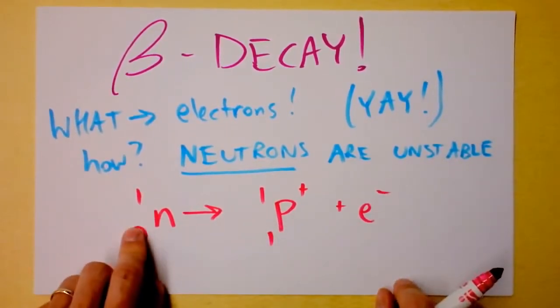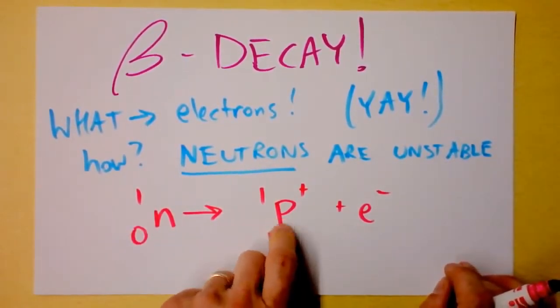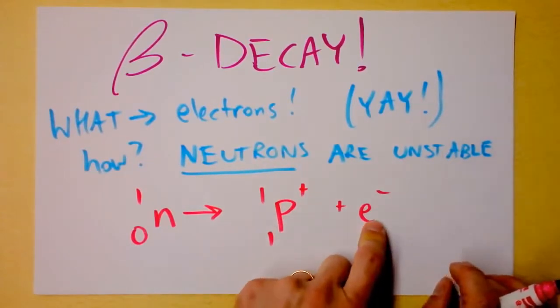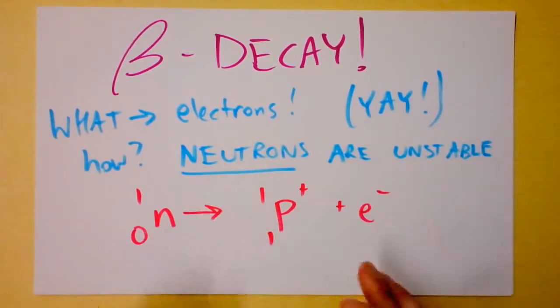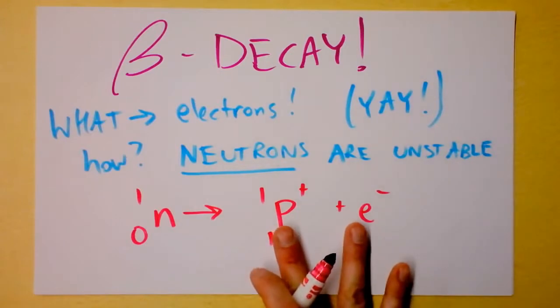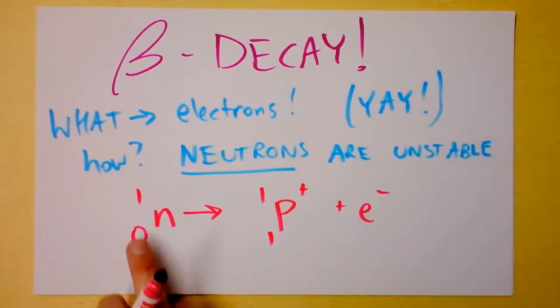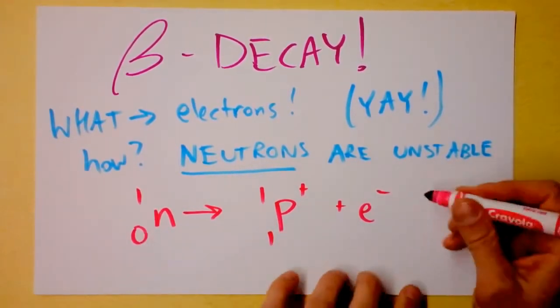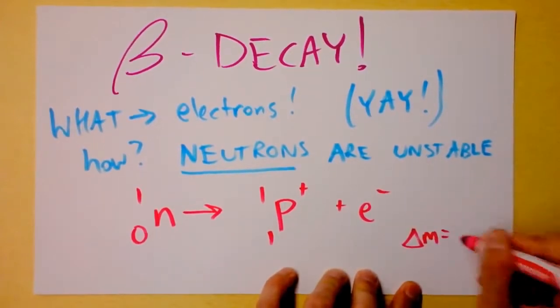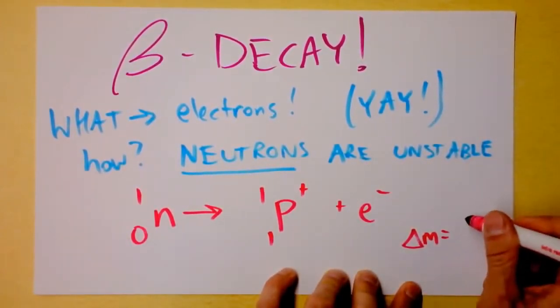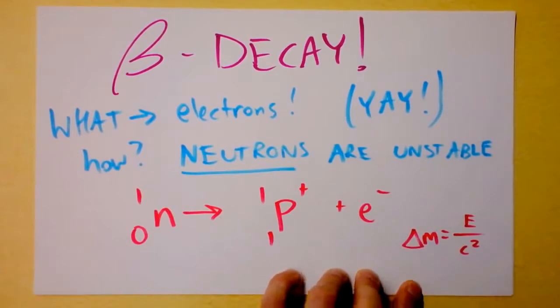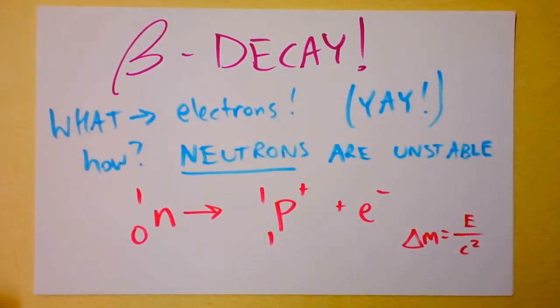So the neutron in the nucleus converts to a proton in the nucleus and drops off an electron that has a ton of kinetic energy as a result, because the mass of these two is slightly less than the mass of the neutron. And that extra mass turns into energy. Delta M is going to be E over C squared. Wow. Delta M C squared is E. Yeah, wow, that's cool.